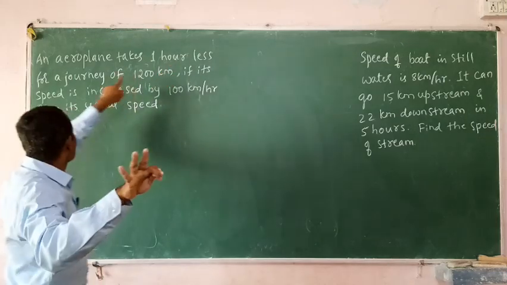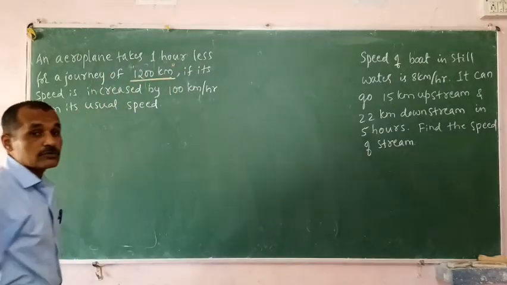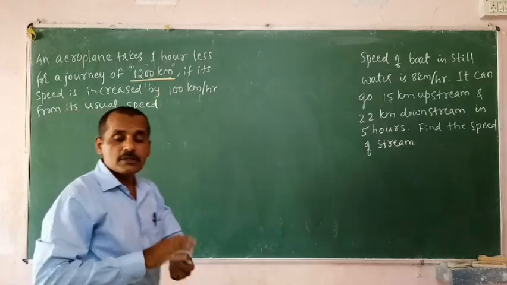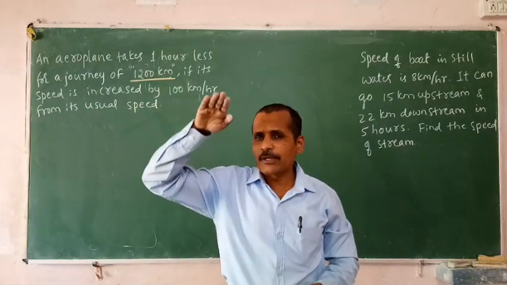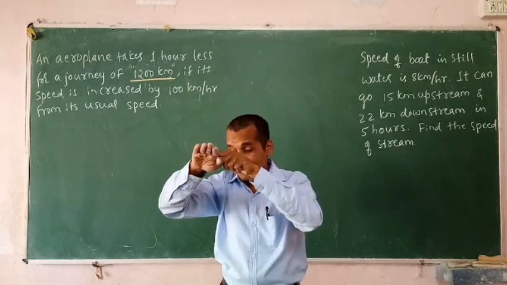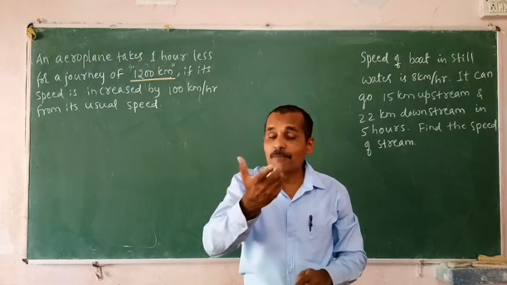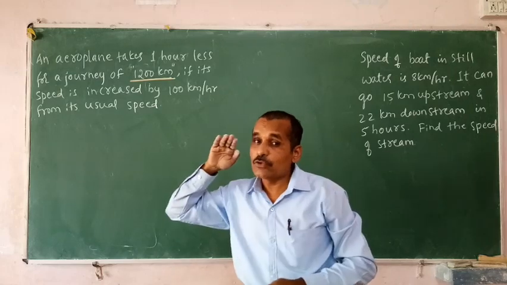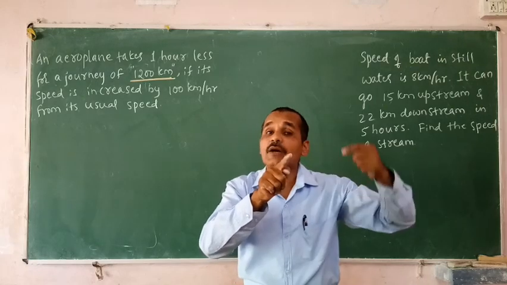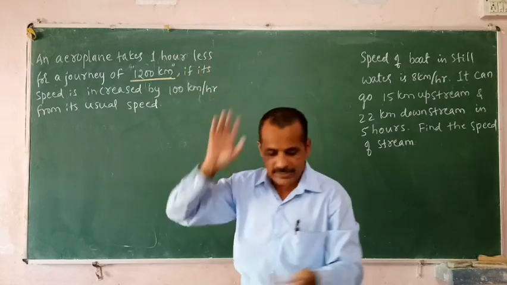When? Under what condition? For a journey of 1200 kilometers, this is the distance traveled. If its speed is increased by 100 kilometers per hour, see, the aeroplane is flying with a particular speed. If that speed is increased by 100 kilometers per hour, then the time taken will be 1 hour less. Compared to what? When the aeroplane is going with the usual speed, how much time was it taking? Compared to that, it is taking 1 hour less, if the speed is increased by 100 kilometers per hour. Okay, this is the problem.